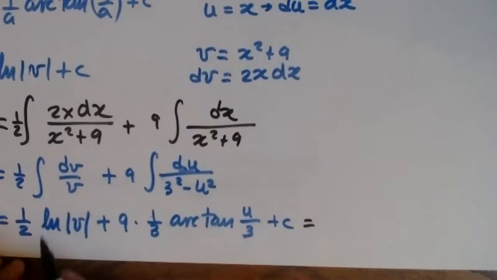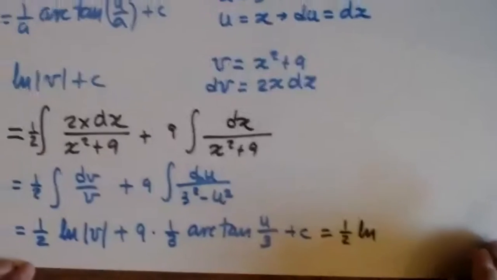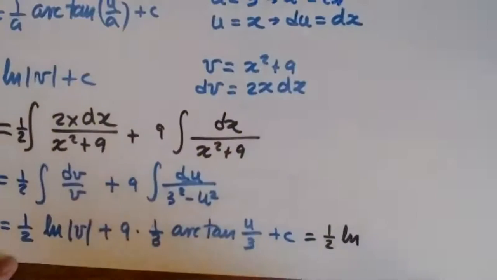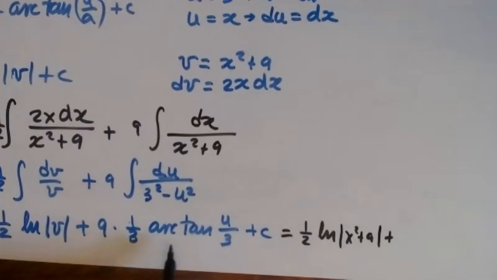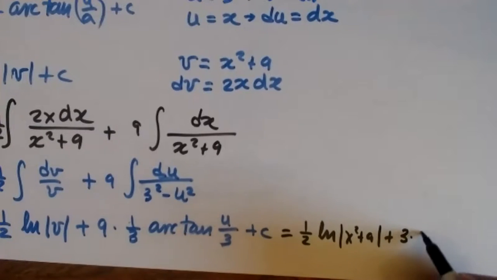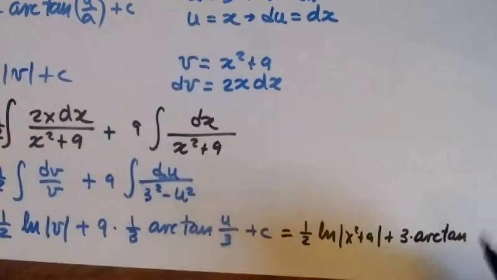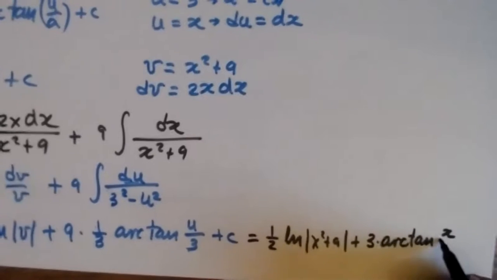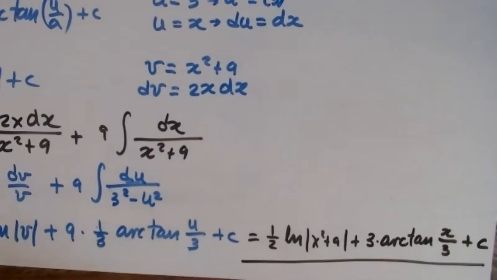So this equals, I use the substitution, so it's 1/2 the ln of v. What was v? X squared plus 9, so absolute value of x squared plus 9, plus 1/3 and 9, this is 3, the arctangent, u is x in this case, so I'm going to put x over 3 plus the constant. So here is my answer.